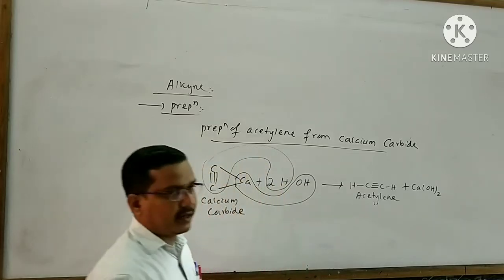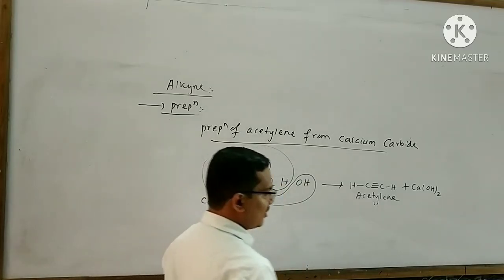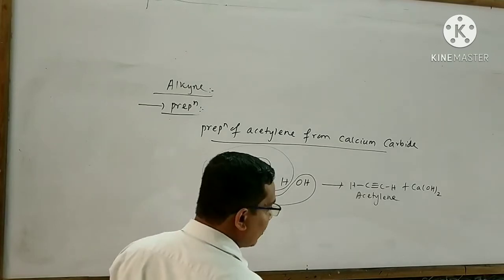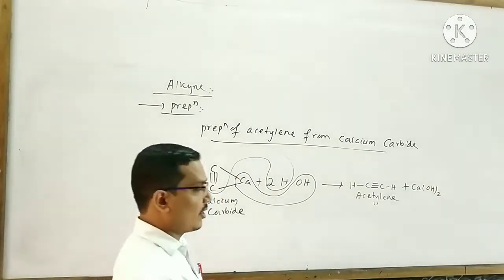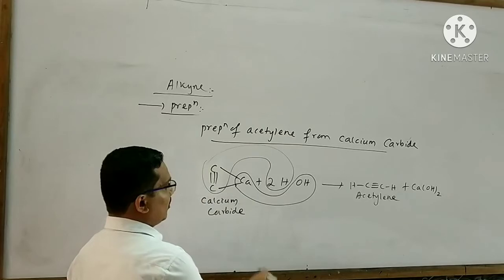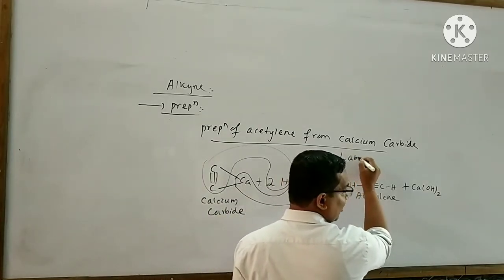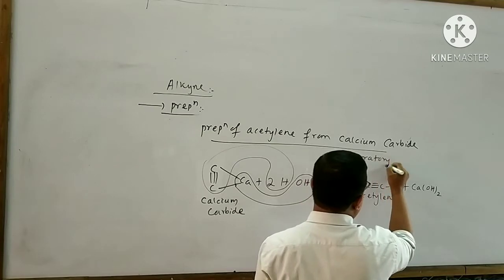I can give a statement for this reaction like this: acetylene can be prepared from calcium carbide by treating it with water. This is an example of a laboratory method of preparation.